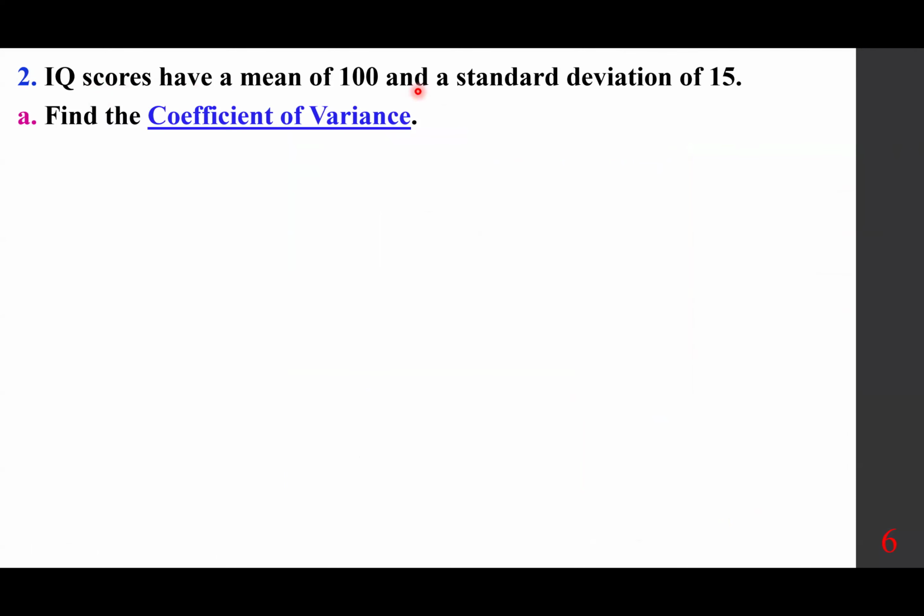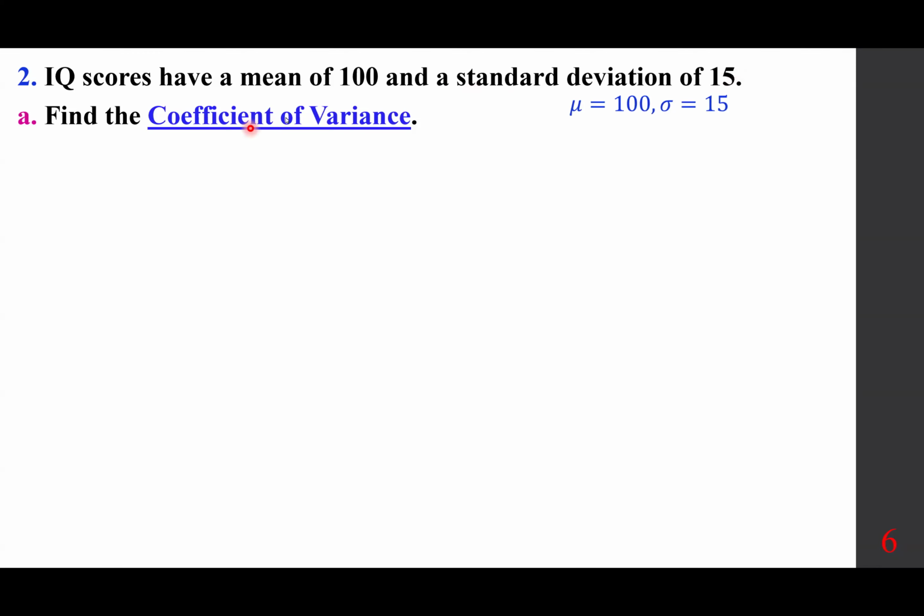IQ scores have a mean of 100 and a standard deviation of 50. Find the coefficient of variance. It's very important to understand the given. So mu is 100, sigma is 50. Notice we use Greek letters for population parameters. So this is mu because it pertains to all, and this is sigma. IQ scores have a mean. It doesn't say which sample size. So that means in general.